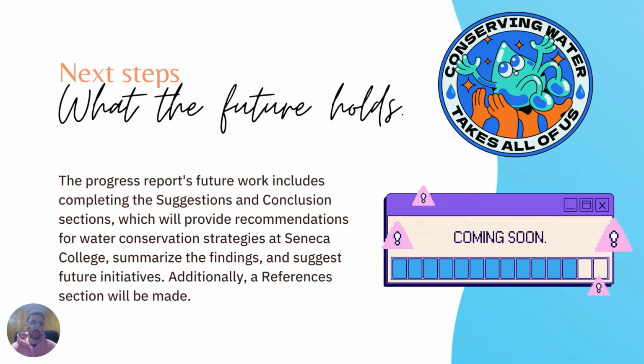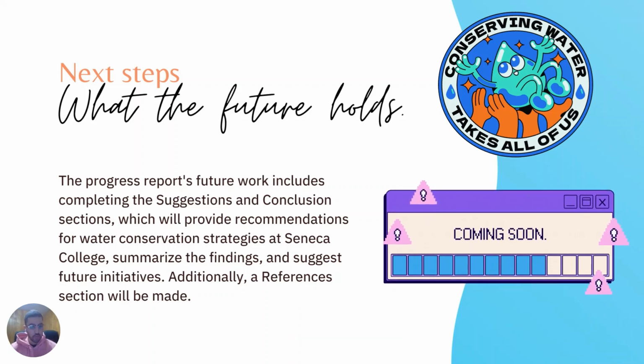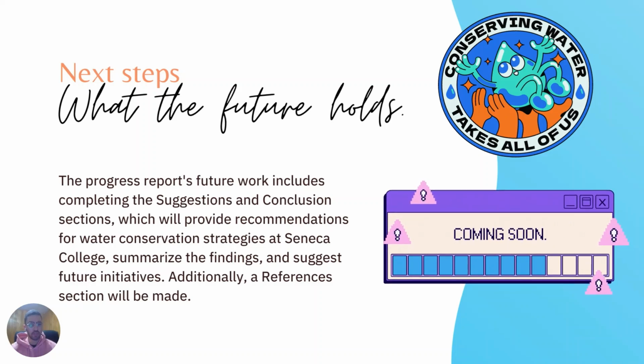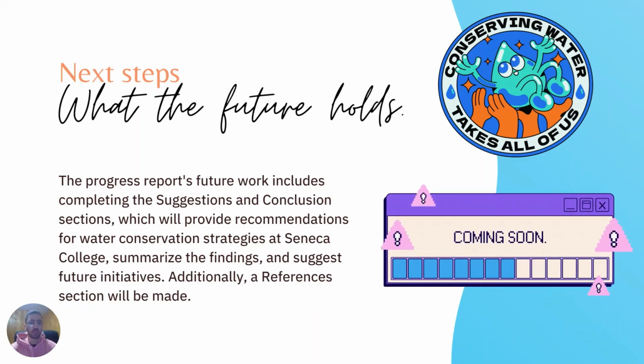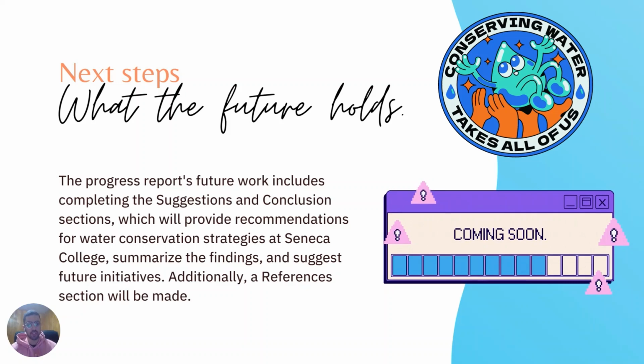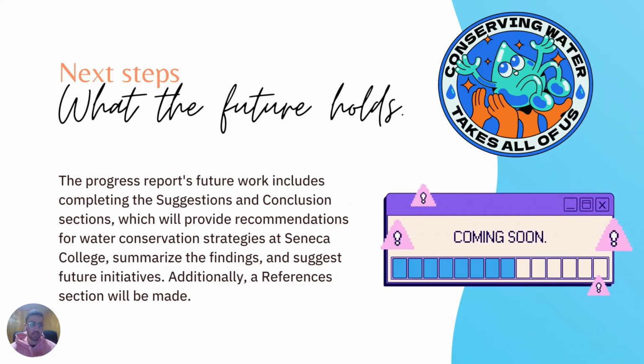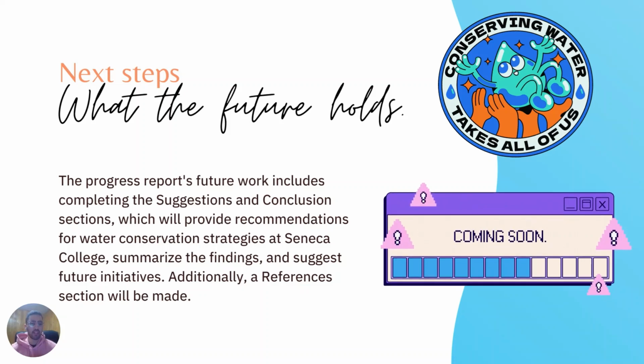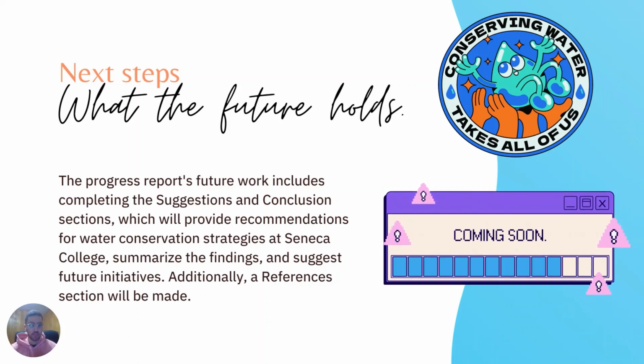which is what the future holds. The progress report's future work includes completing the suggestions and conclusion section, which will provide recommendations for water conservation strategies at Seneca College, and summarize the findings and suggest future initiatives. Additionally, a reference section will be made.